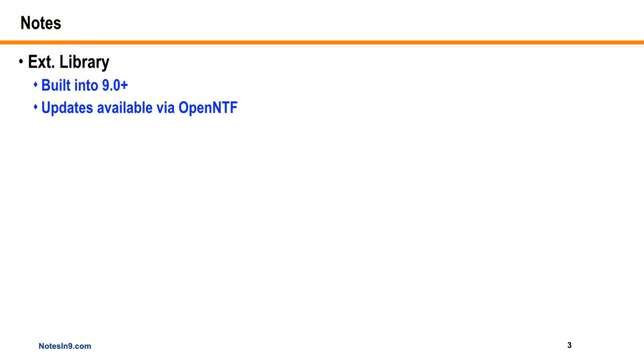Before we get into the show, just a couple quick notes because I promised I wouldn't get too wordy in this series. I do show the installation of various plugins. One of them is the IBM Extension Library from OpenNTF. I just wanted to highlight that this is built into Domino 9.0 and above. But what you get from OpenNTF is basically updates and bug fixes and some new features. So if you're not installing that on your server and you're on 9.0, you already have the Extension Library.